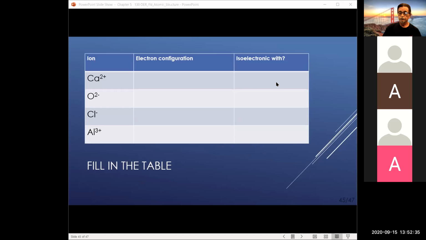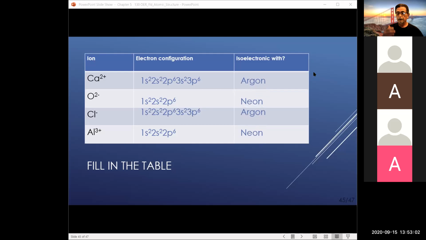So if we take some examples, the calcium ion, the oxide ion, the chloride and the aluminum ion. Okay, I didn't say chlorine, I said chloride because there's a superscript negative there. If we do the electron configuration for the ions, it is given as follows. The calcium ion is isoelectronic with argon. The oxide is isoelectronic with neon. The calcium ion and the chloride ion share being isoelectronic with argon. And the same is true with oxide and the aluminum ion. They're both isoelectronic with neon.